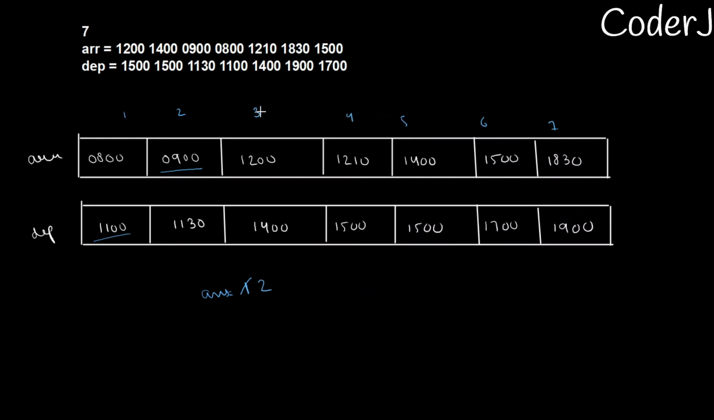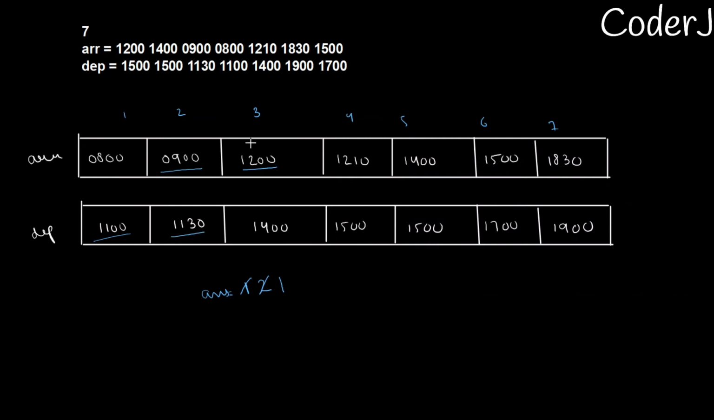Then train 3 comes at 1200. You move your pointer a bit forward, and you see that the arrival of train 3 is 1200. Has any train left before that? Yes, 1100 has left before that. So you decrease the number of platforms occupied, and then you move this pointer a bit forward.